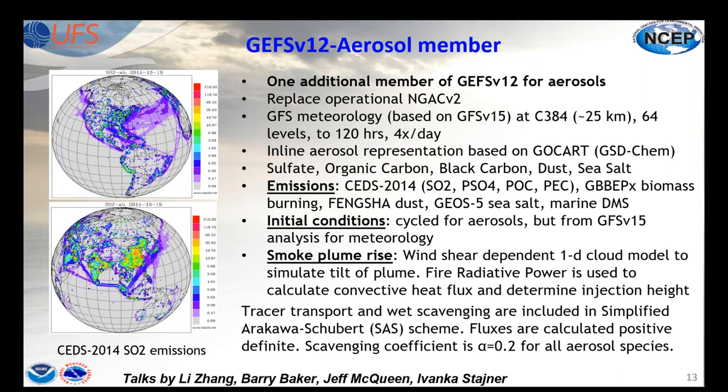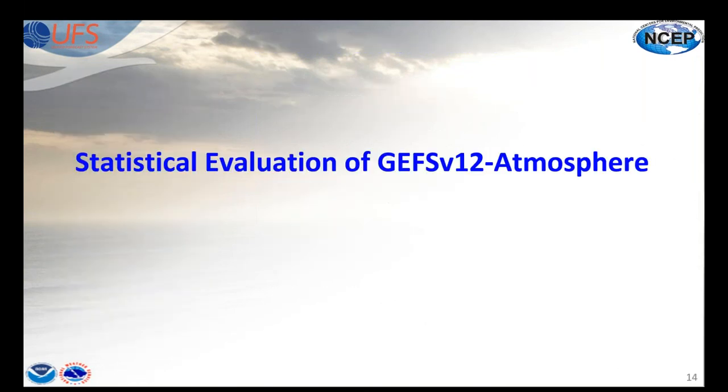The smoke plume rise is a wind shear dependent 1D cloud model, and the tracer transport is a part of the convection scheme in GFS physics. The fluxes are calculated positive definitive with the appropriate scavenging coefficient for all aerosol species.